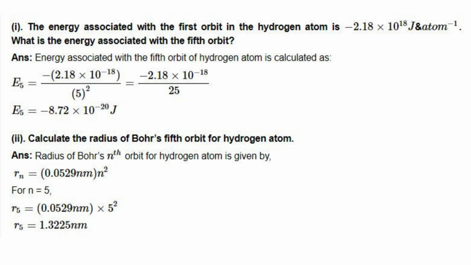Second part. Answer: The radius of Bohr's nth orbit for the hydrogen atom is given by Rn equals 0.0529 nanometers, n power 2. For n equals 5, R5 equals 0.0529 nanometers into 5 power 2. R5 equals 1.3225 nm.